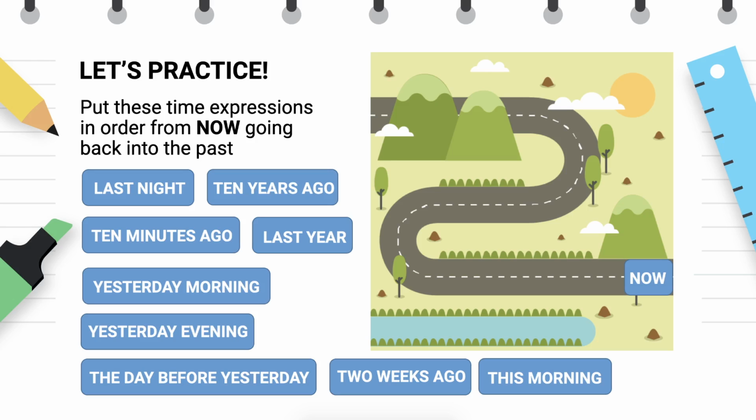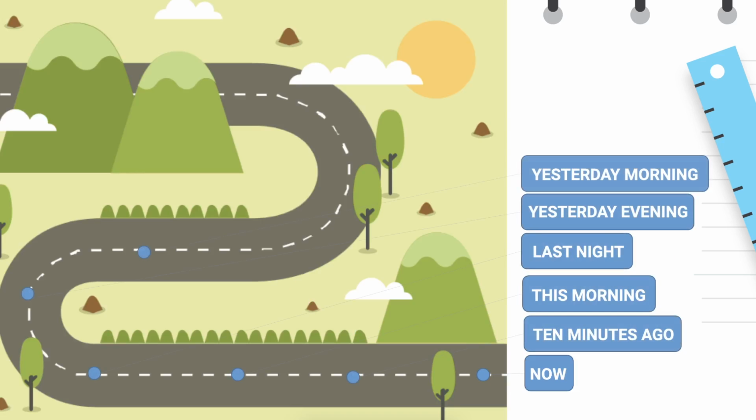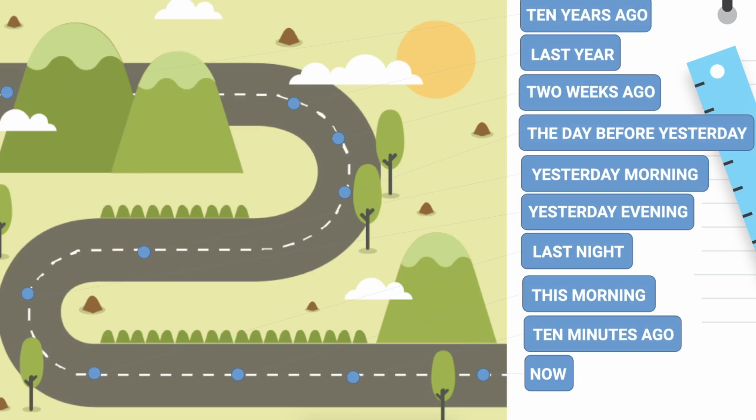Let's have a look at the proper order of these past time expressions now. Okay, now, 10 minutes ago, this morning, last night, yesterday evening, yesterday morning, the day before yesterday, 2 weeks ago, last year, and 10 years ago.